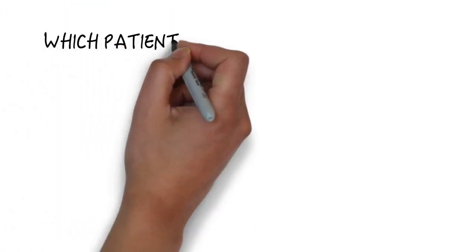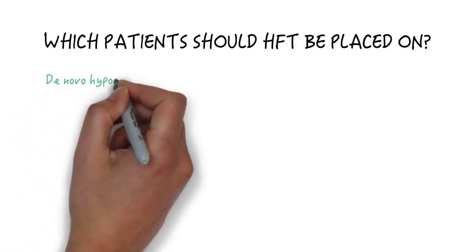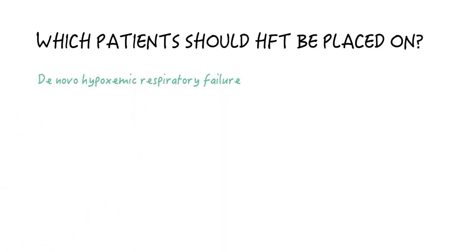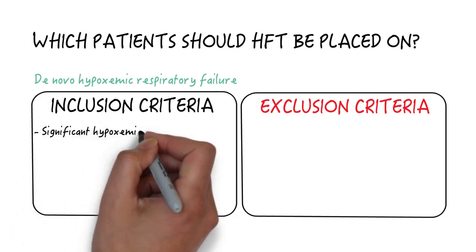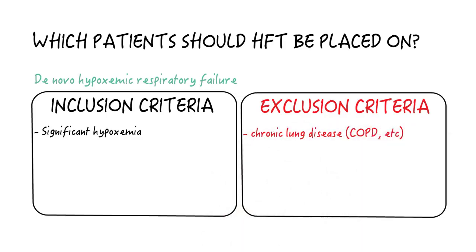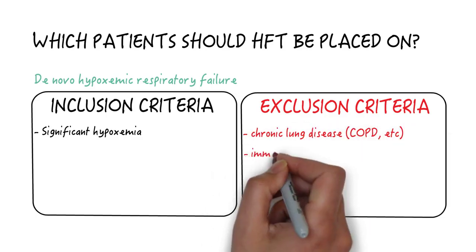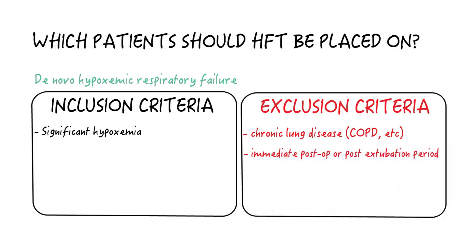Which patients should high flow therapy be placed on? It's still a bit unclear, but we tend to see good outcomes in patients with what we call de novo hypoxemic respiratory failure. De novo hypoxemic respiratory failure is defined as significant hypoxemia but in the absence of chronic lung disease such as COPD. We also do not include the kind of respiratory failure that occurs in the immediate postoperative or post-extubation period. Remember, high flow therapy can deliver a high FiO2 at a high flow rate, so we anticipate it to be beneficial for hypoxemic patients.